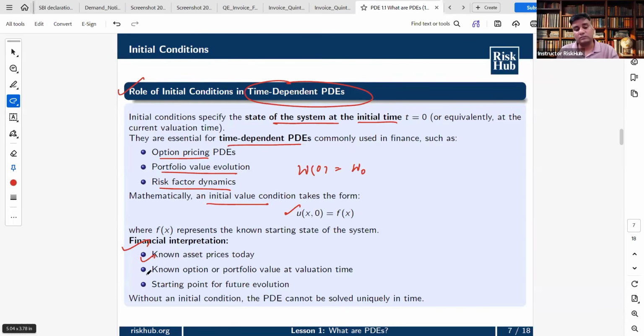Financial interpretation: the known asset price today, and the known option value or portfolio value at evolution time, give the starting point for future evolution. Without an initial condition, the PDE cannot be solved uniquely in time. Okay, so that is what we have.